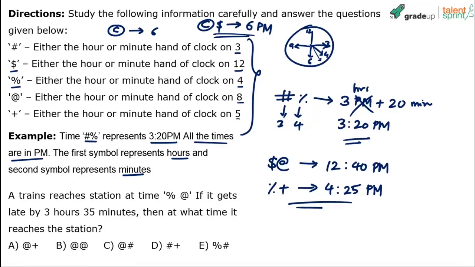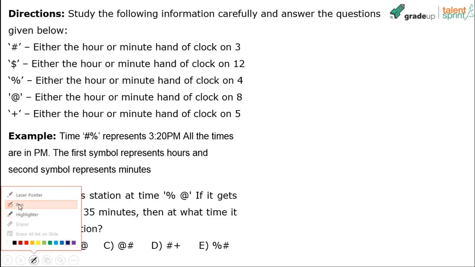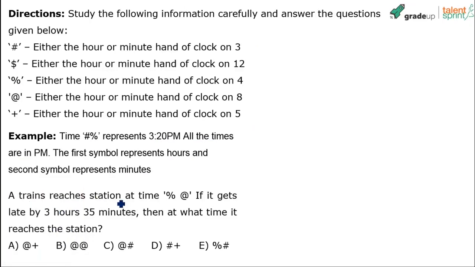Chalo, I think time is up. Let's look at the first question now, right? So see what it says. Let me just clear up all the writing here. The first question, what does it say? A train reaches station at time percentage at the rate. Now represent this. Percentage is what? 4. At the rate is what? At the rate means 8. So it's basically 4:40 p.m., right? A train usually reaches at 4:40 p.m.